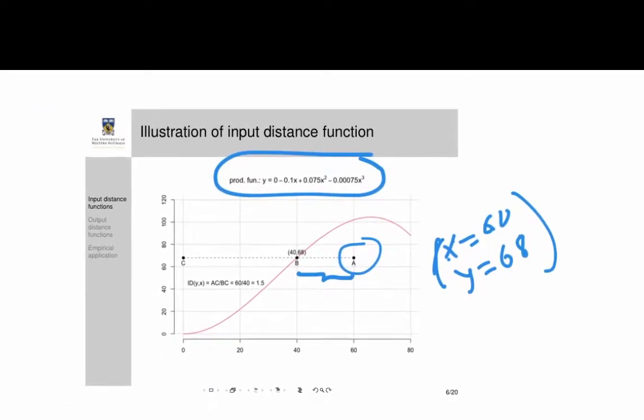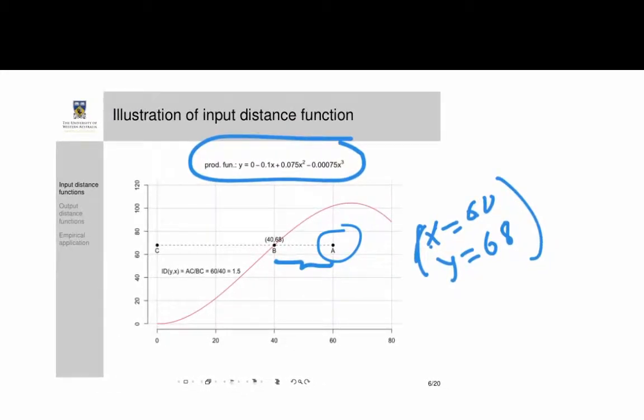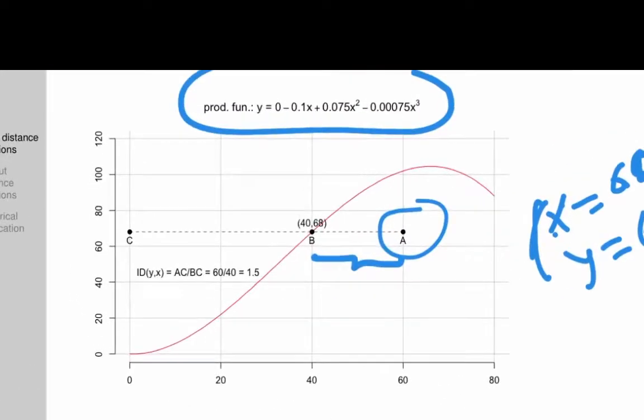Now, if we look at the frontier, it's telling us we could have used only 40 instead of 60 units of the input, and therefore our input distance function is going to be given by AC over BC, and that's 1.5, which is 60 over 40.